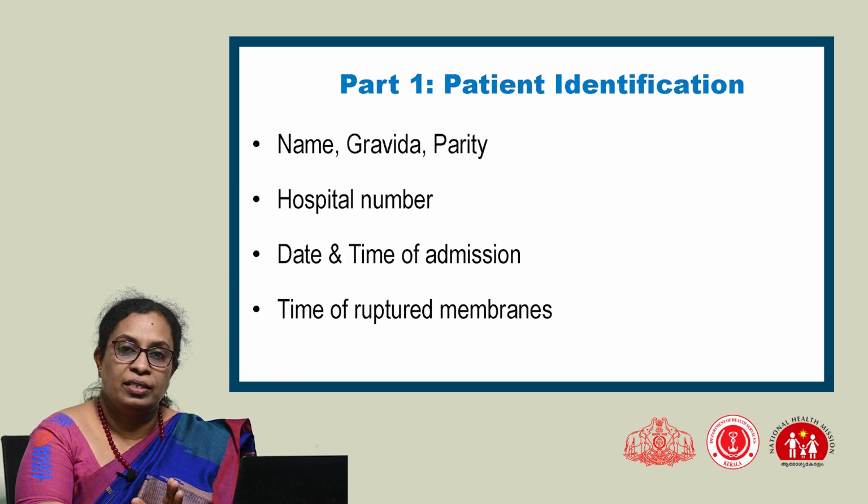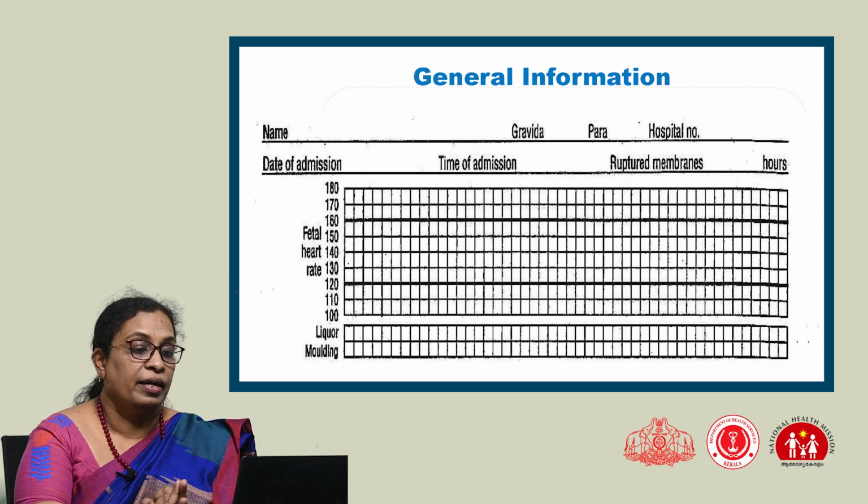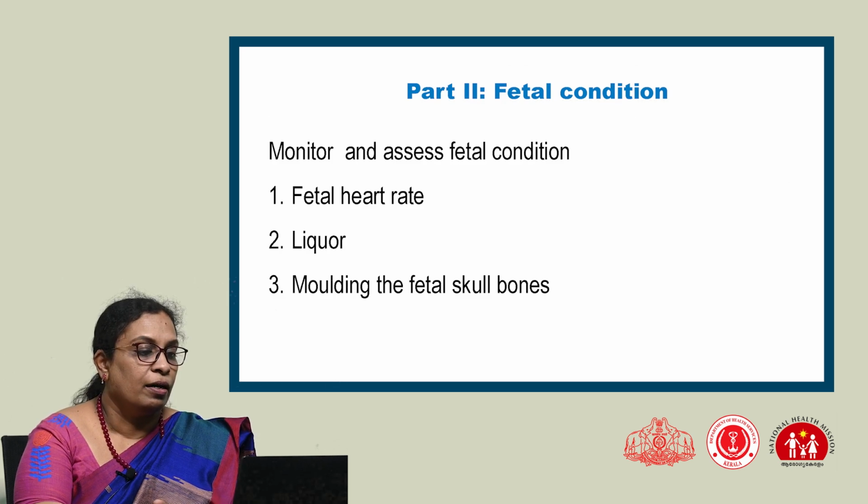And what are the patient identification points? Here you can see you have to fill in the name of the patient, gravida, parity, hospital IP number, date of admission, time of admission, time of rupture of membranes, and also the institution. That is the general information. Next comes the fetal part.